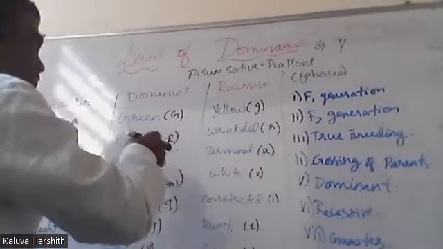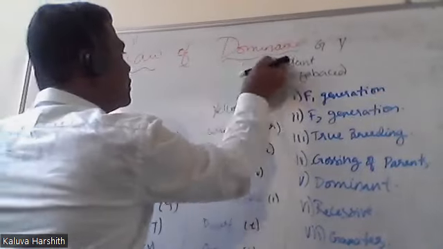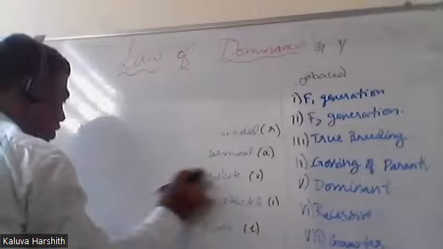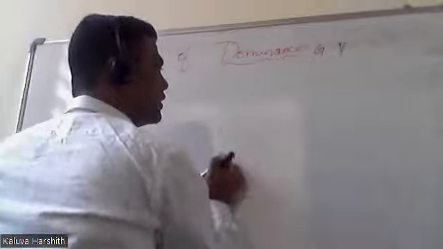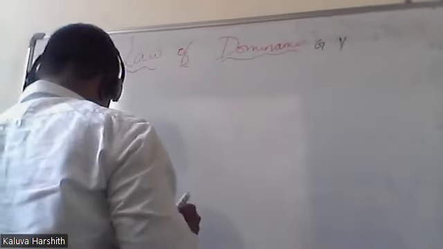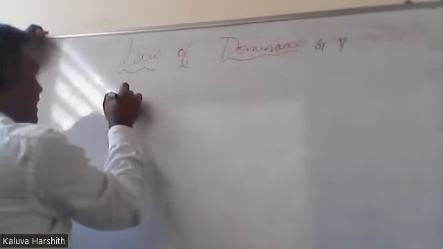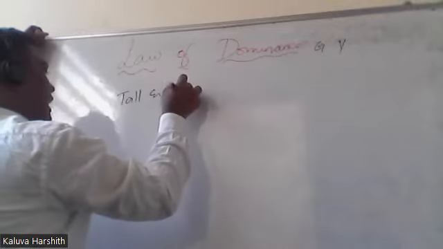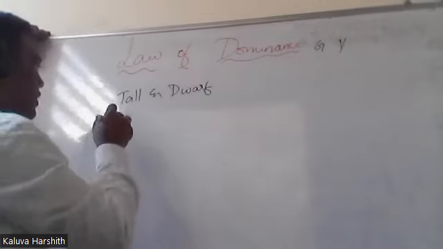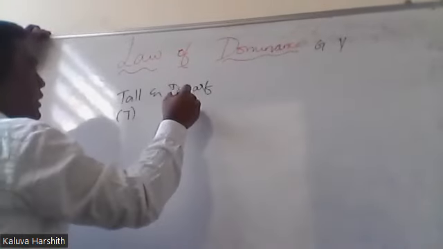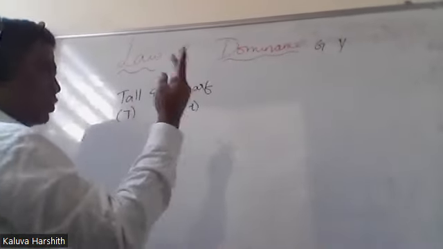Now after clearing these basics, we will enter into the actual topic, that is, the law of dominance. I am taking two characters, the most generally and frequently taken characters, that is tall and dwarf. In the table that I have given just before, tall is represented as capital T and dwarf is represented as small t. Now I am taking two plants.